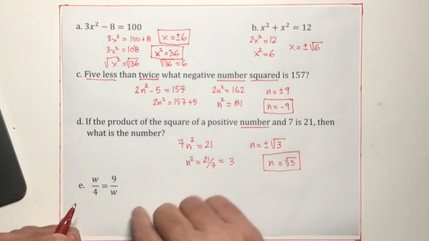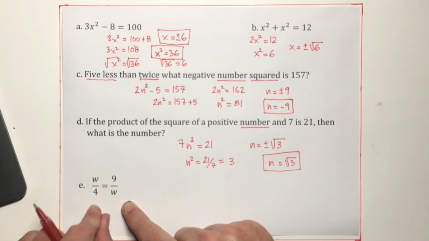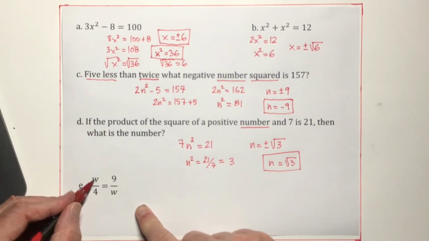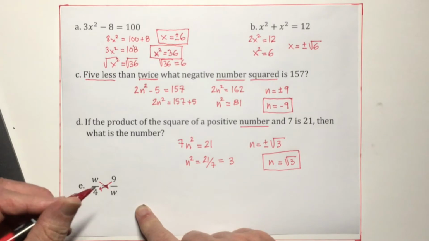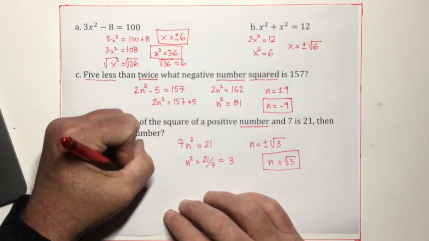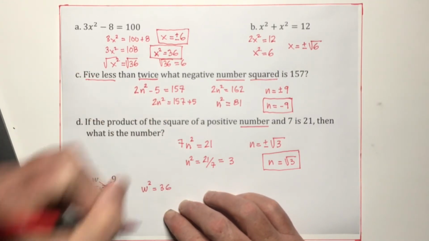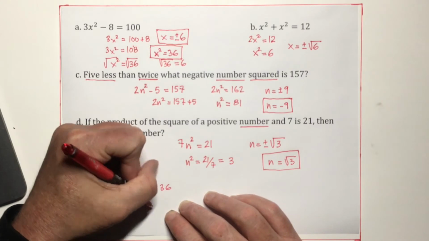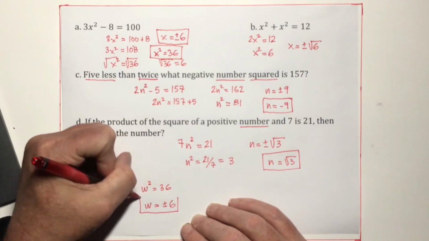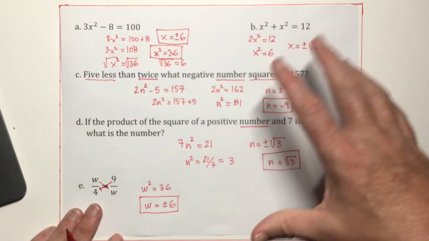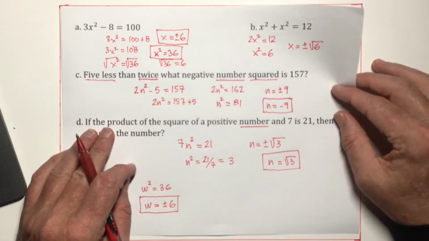Okay, good. E here, we just have a fraction equals a fraction, which means we know that we can cross multiply to solve that, can't we? Sure we can. So this would say that w times w should be equal to 4 times 9. W times w is w squared, and 4 times 9 is 36. We already know that, don't we? That means w equals plus or minus 6. So when you memorize all your perfect squares, that's going to come in real handy for you for this lesson. So there we go, lesson 109.